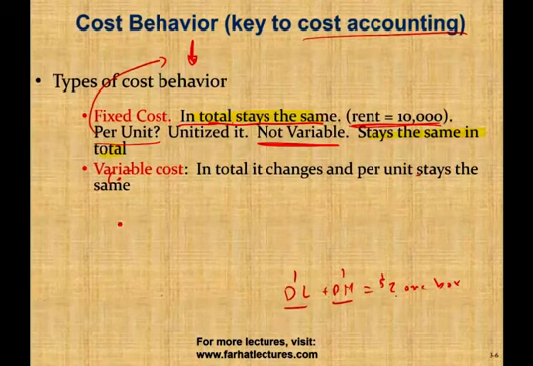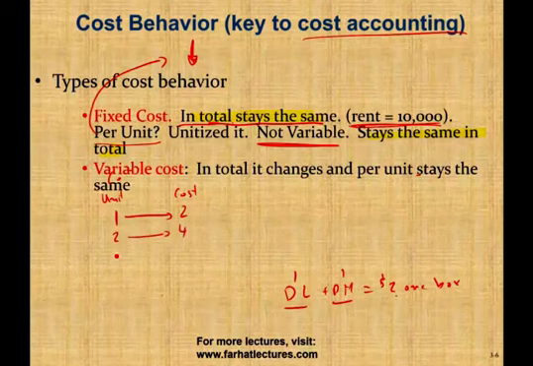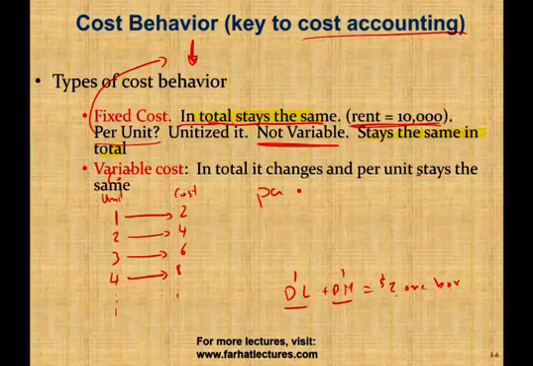Here's what's going to happen. This is the unit and this is the cost. If I produce one unit, it's going to cost me $2. If I produce 2 units, it's going to cost me $4. If I produce 3 units, it costs me $6. If I produce 4 units, it's going to cost me $8, and so on and so forth. So notice what's happening. My cost per unit is constant, $2.